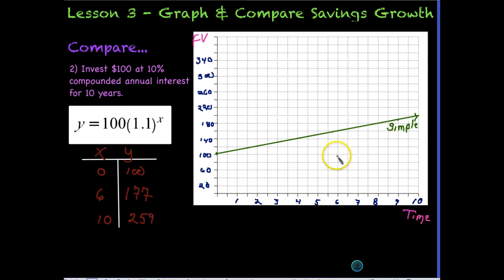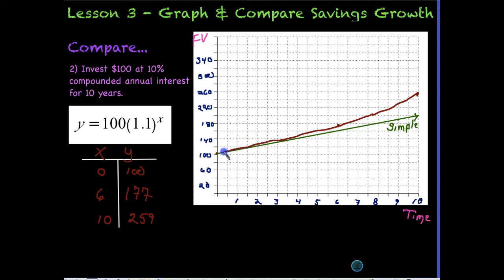Now I can plot these points. 6 and 177 is going to be very close to the 180, so that's going to be up here. And then 10 and 259 is going to be almost 260, so that's going to be way up here. And then of course my initial number, notice, is still that 100. So the tricky part then is drawing the curve for this, making it look somewhat straight. And that's easier said than done.